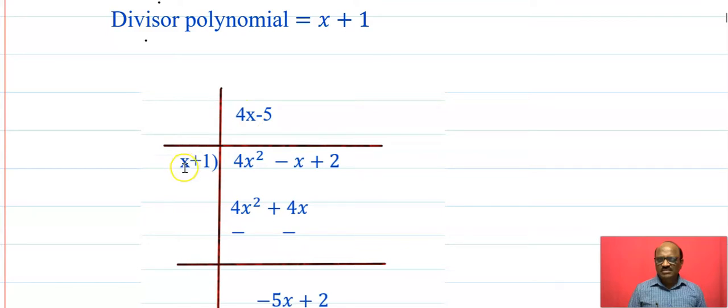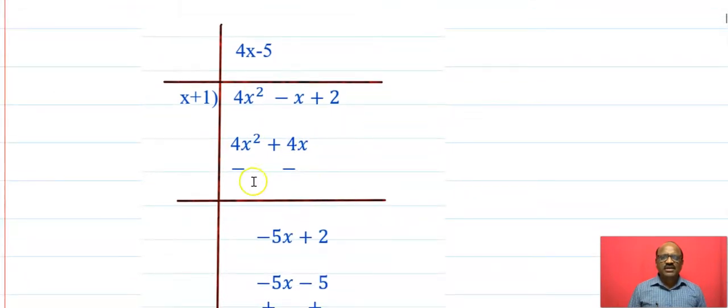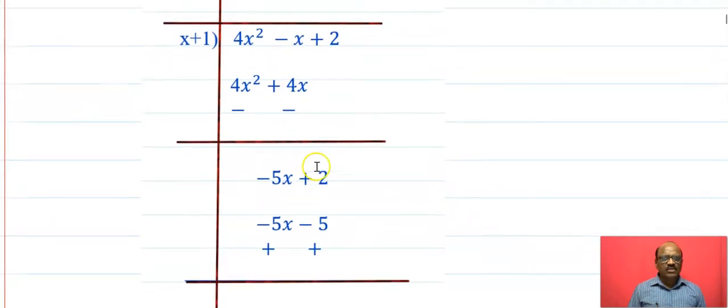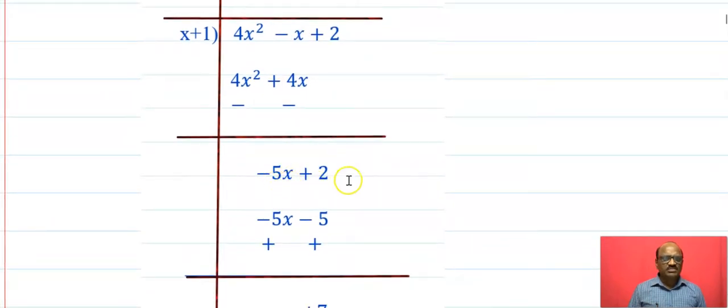When we multiply this 4x by x, you will get 4x square. When we multiply this 4x by 1, we get 4x. And while dividing we change the sign. We change the sign when we divide. Now here is a plus sign, that's why we have minus, plus and minus. Now plus 4x square minus 4x square, the addition is 0. Now here is a minus x and minus 4x, and overall you will get minus 5x plus 2.